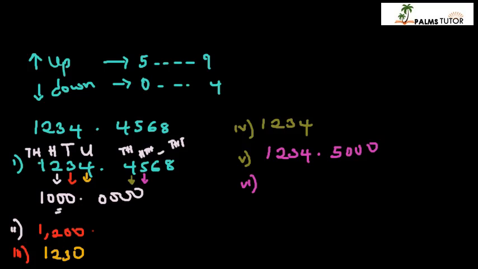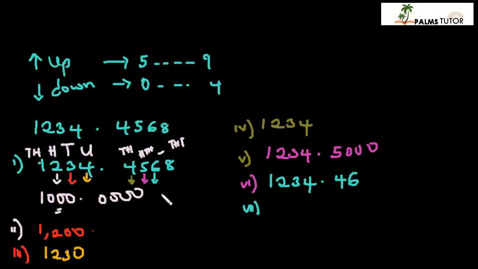To the nearest hundredth now. Let's round it to the nearest hundredth. This is the hundredth. The number that follows the hundredth is 6, greater than 5. So that means we have to round this number up. Add 1 to it, it becomes 6. So we have 1234.46.